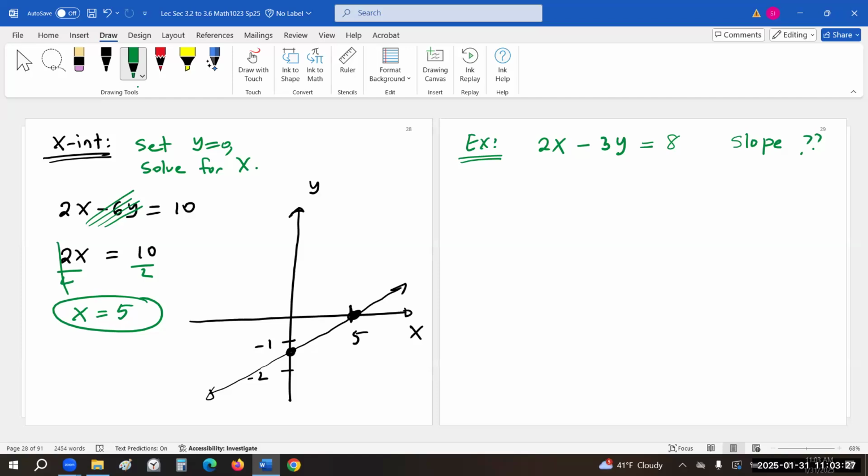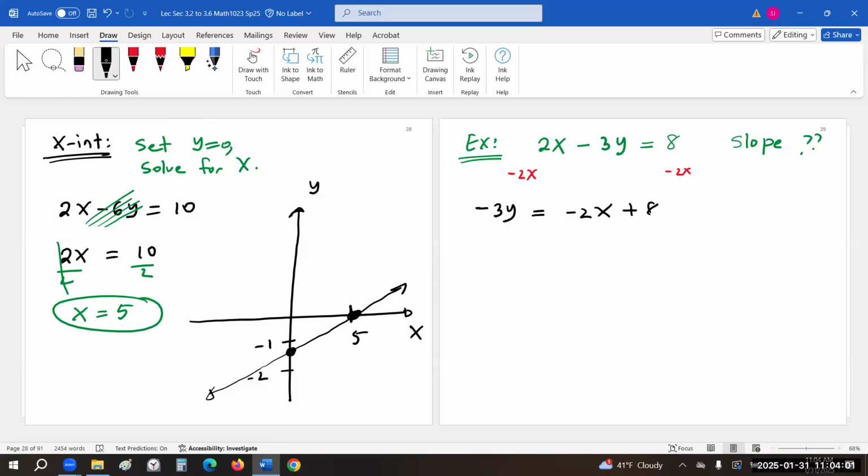Ready? Okay, so step 1. Who would like to tell me step 1? We are finding the slope. Step 1. Jeremiah. So we subtract 2x again. And we get negative 3y equals negative 2x plus 8.